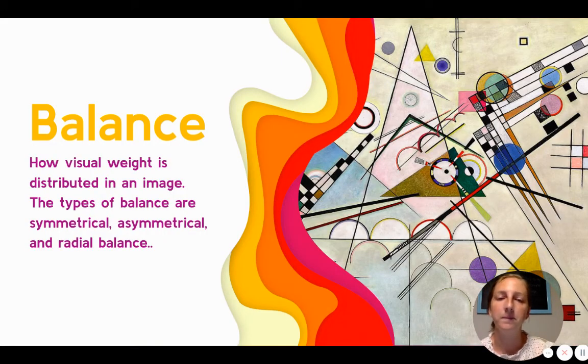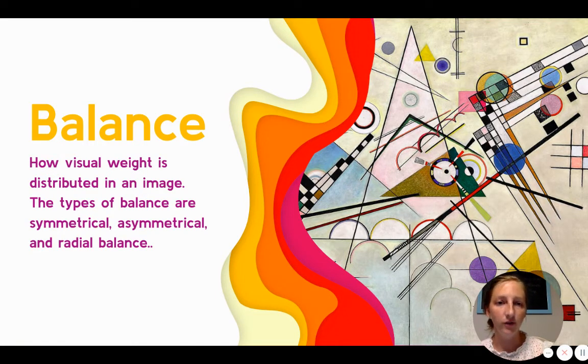So balance. You always want to make sure that your image is balanced. It's how the visual weight is distributed in an image. There's asymmetrical balance, symmetrical balance, and radial balance. Symmetrical is when everything mirrors one another. Asymmetrical, there is not an exact copy on the other side if I was to fold it in half, but it still feels balanced. Most images are asymmetrical balance. And then radial is there's kind of like a circular balance throughout the piece.